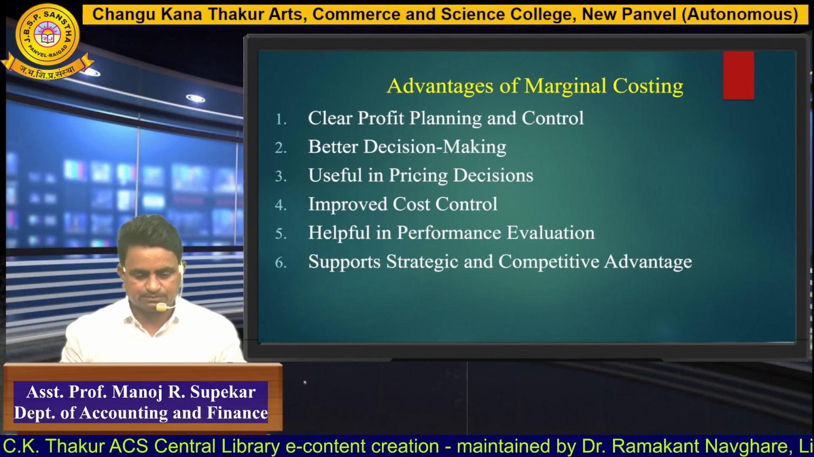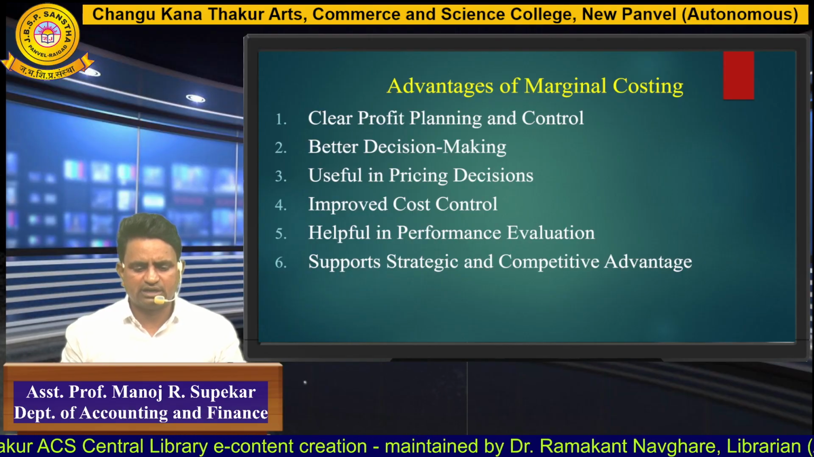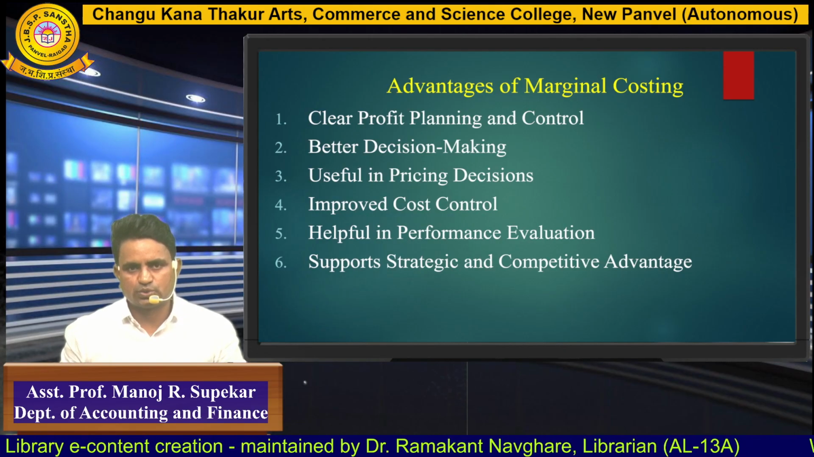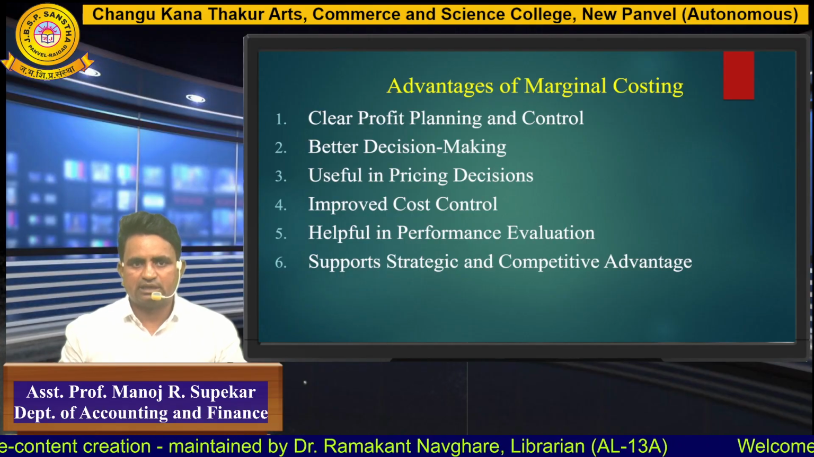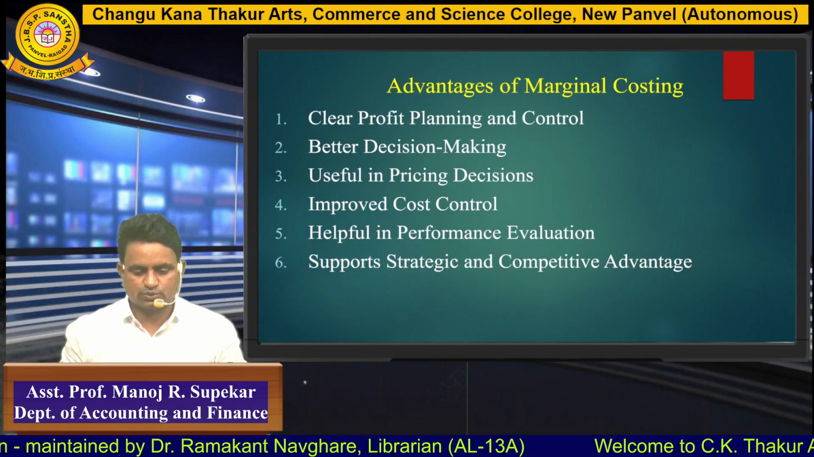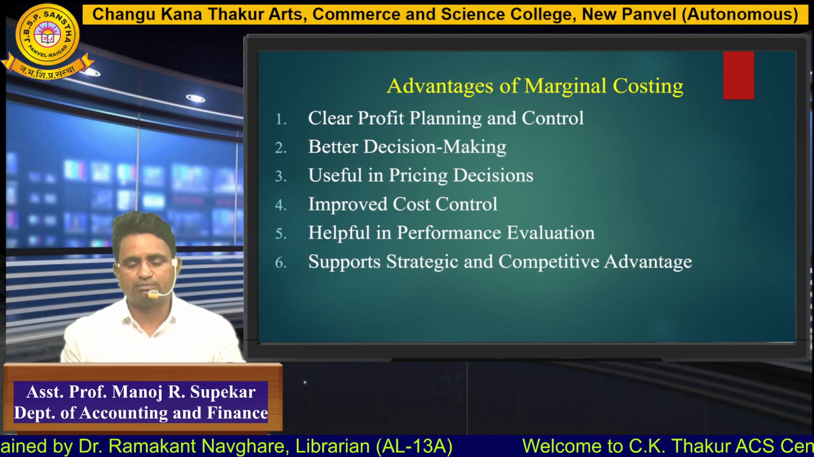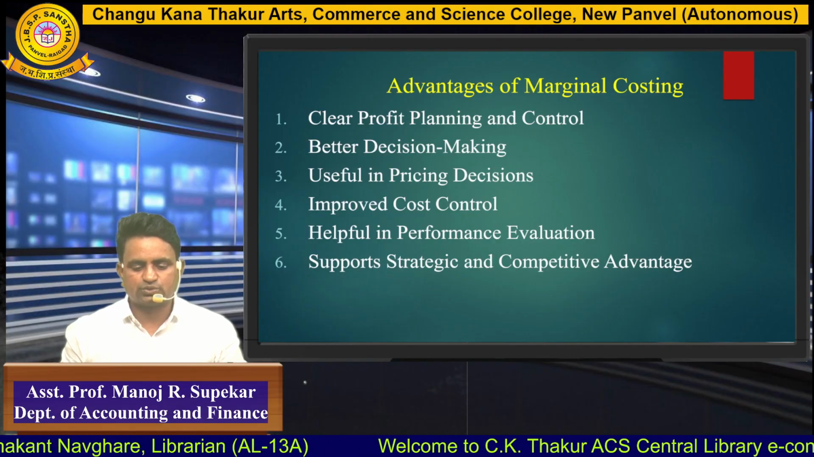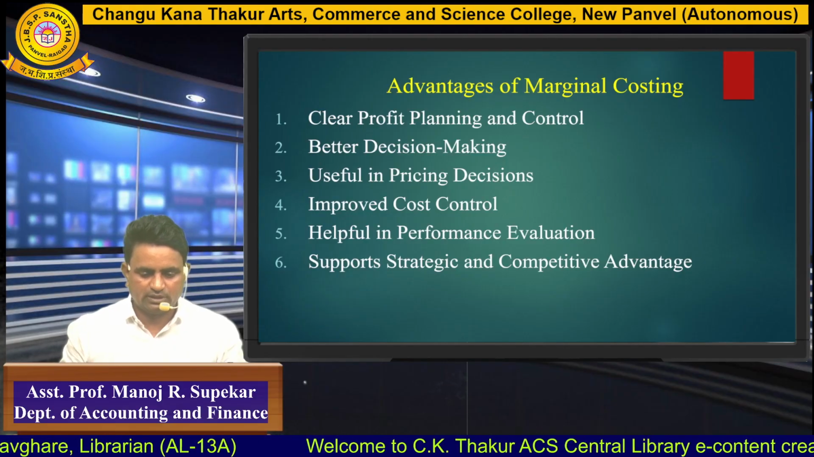The fourth important advantage is improved cost control. Through marginal costing, a company can control its cost of production. They can easily reduce the cost of production also. So marginal costing is a very helpful and important tool for the manufacturing organization for controlling the cost of production.